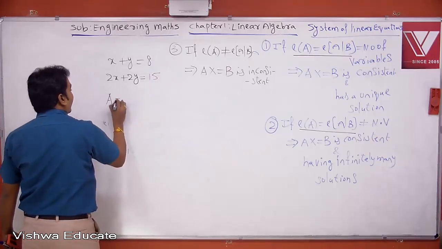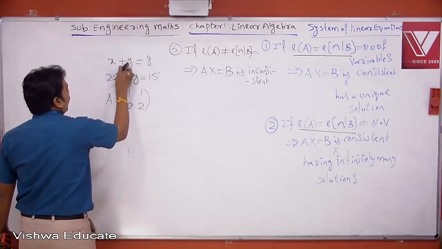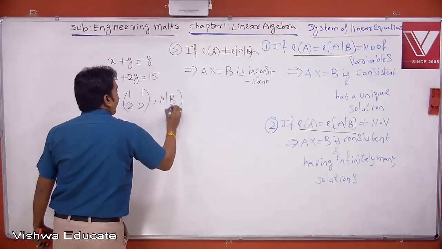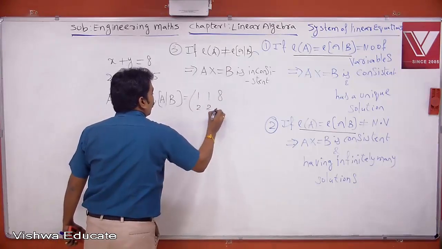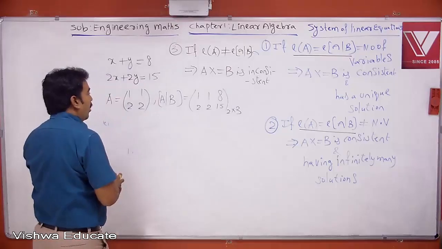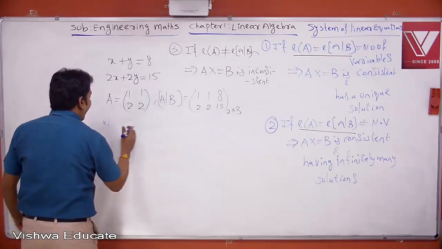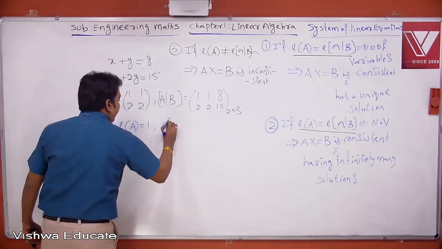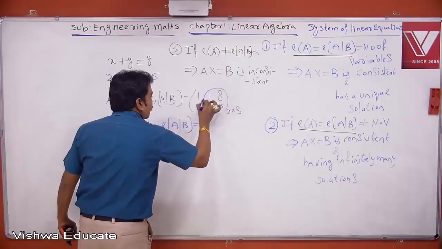Now here what is my A? Coefficient matrix 1 1, 2 2. Now what is my augmented matrix? A slash B equals 1 1 8, 2 2 15. Now this is a 2 by 3 matrix. Now when you look at the ranks of these two matrices, the rank of A is 1. This is very clear.